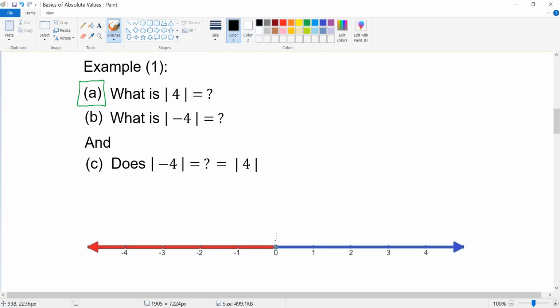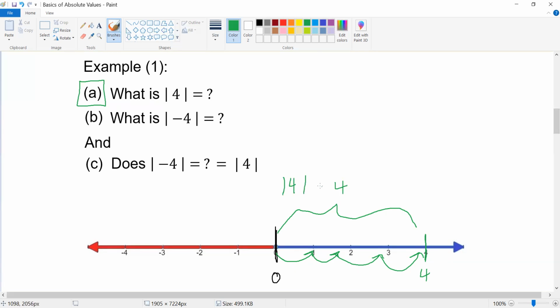Well, first, let's find where 0 is at. 0 is right here in the middle. And let's find where the value of 4 is at. So over here. So what is this trying to show us then? Well, we're trying to see how many units from 0 we move to get to 4. So we move a total of 4 units from 0 to the right to get to 4. So this tells us that this distance is 4. So that means the absolute value of 4 is equal to positive 4.